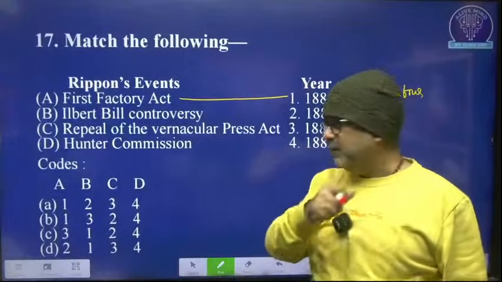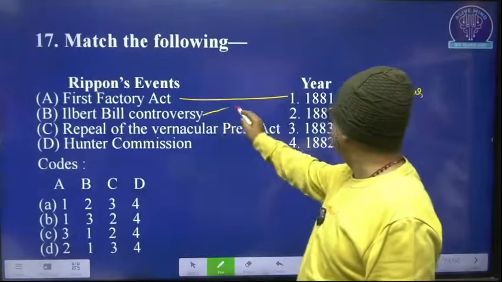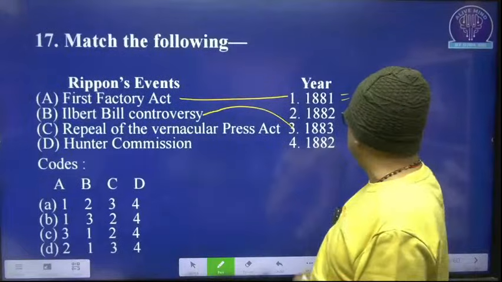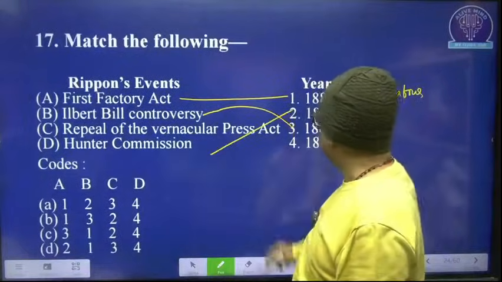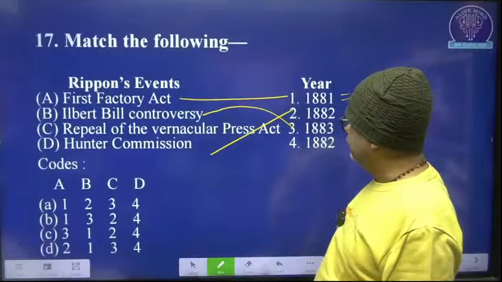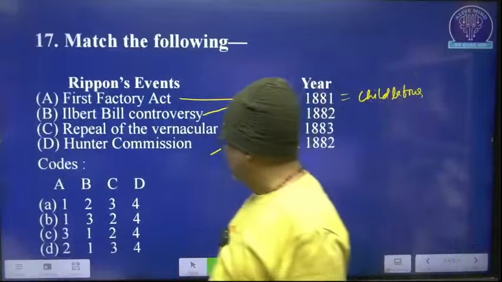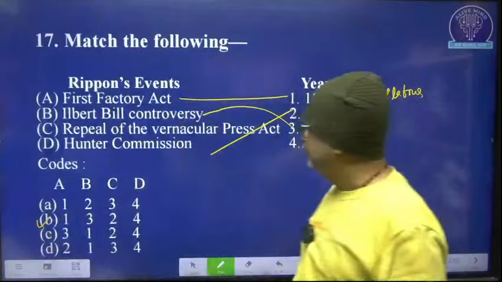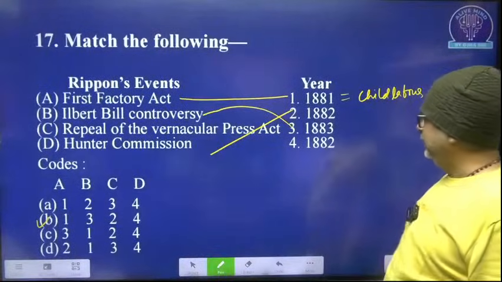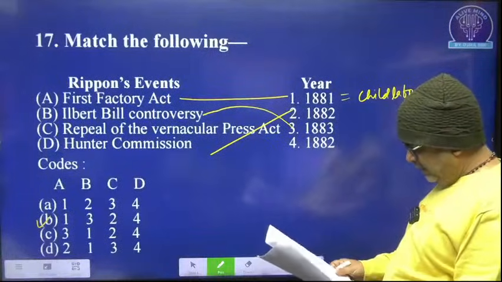Four-day holiday. Ilbert Bill controversy, 1883. Repeal of Vernacular Press Act, Hunter Commission, 1882. So, A1, B3, B will be the answer. 17B.